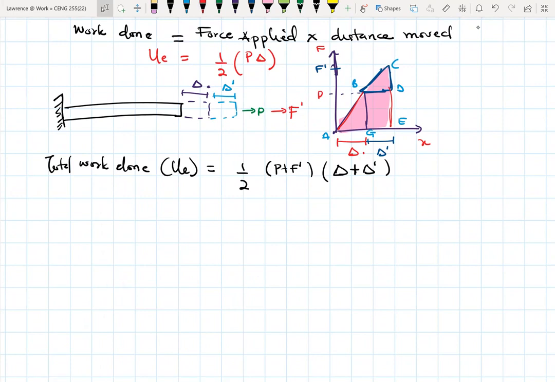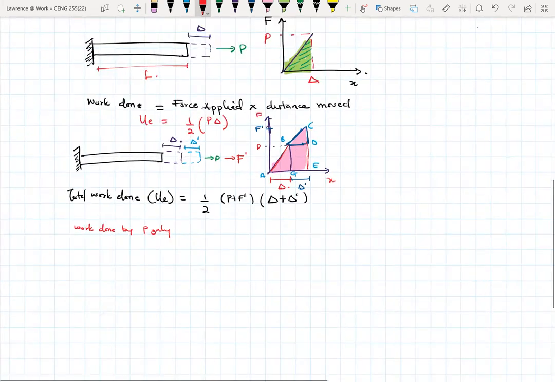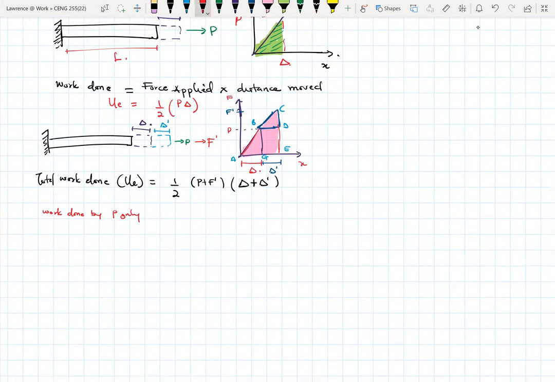Now, we know that the work done by P only will be equal to half P delta, which is the same as this region ABG. Then the work done by F prime only will be equal to half F prime times delta prime, which is the area BCD.